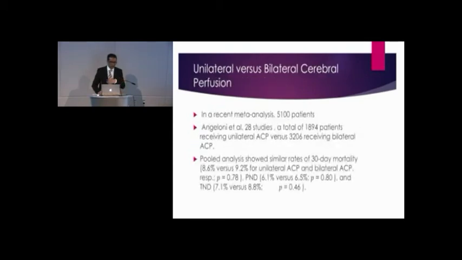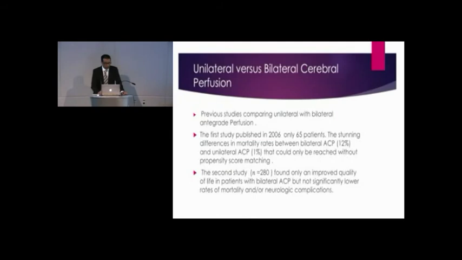A meta-analysis was done on this, with 5,000 patients. They compared about 2,000 ACP with unilateral and 3,000 with bilateral. They found no difference in 30-day mortality between the two groups. Only 2 studies showed a difference, but both are not good because they have very few patients, like 65, and no propensity score matching. The second study only showed that bilateral was better in quality of life, but no change in mortality or neurological complication.